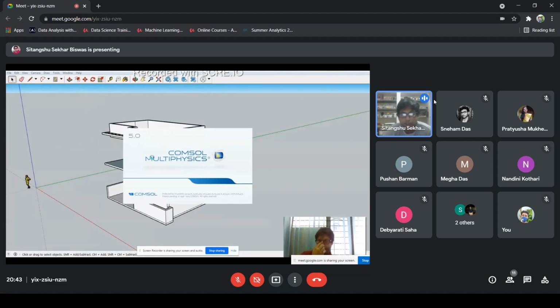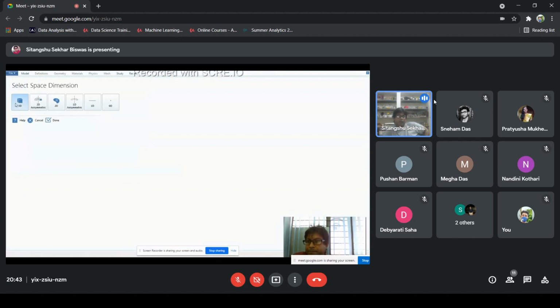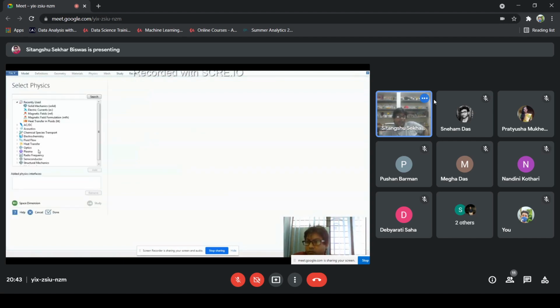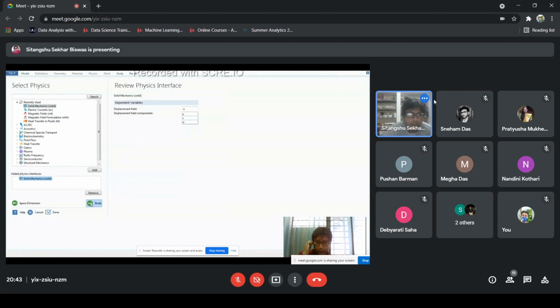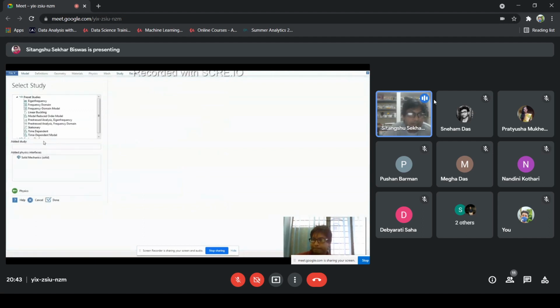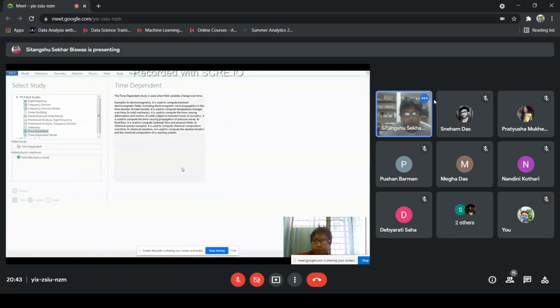So first click on COMSOL and click on the model wizard. We are doing a 3D analysis, and here we will be doing solid mechanics. You add that module. Then go to study. We will be doing the time dependent analysis. You select that and open the main wizard.